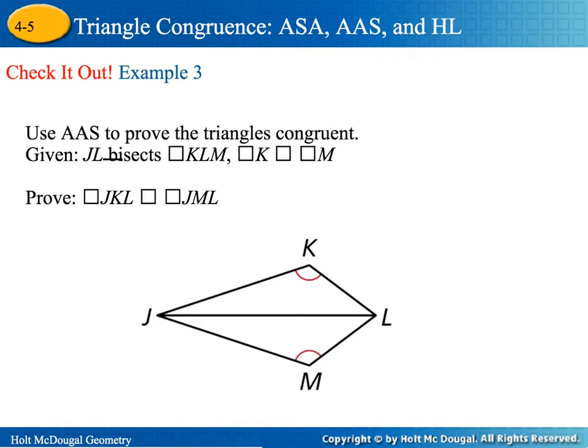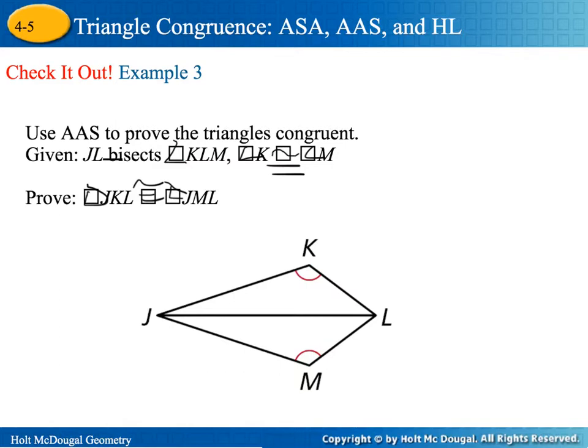This is supposed to say, use AAS to prove the triangle is congruent, given that JL bisects angle KML and angle K is congruent to angle M. Prove that triangle JKL is congruent to triangle JML. Alright, so let's fill in the information that they do give us. They do already have that the angles are congruent. That is marked for us.